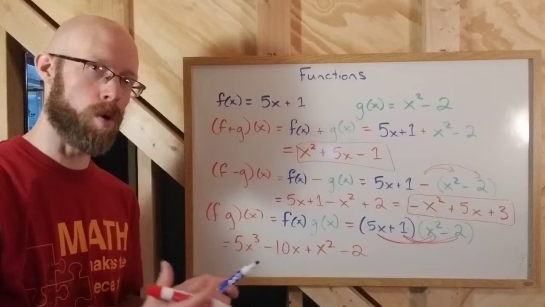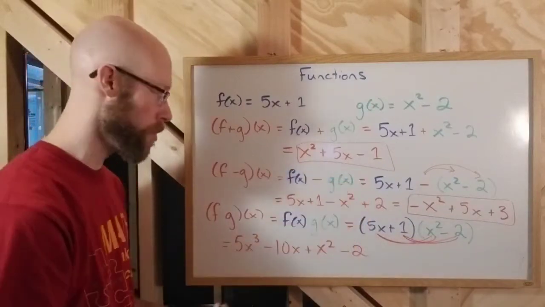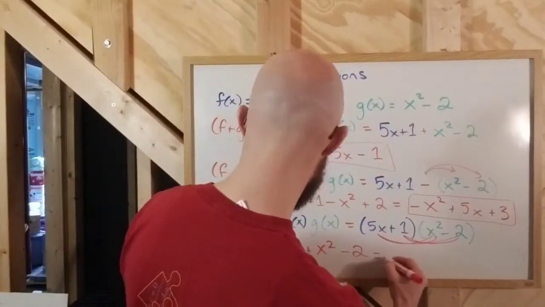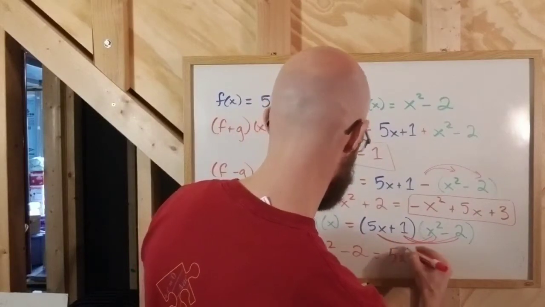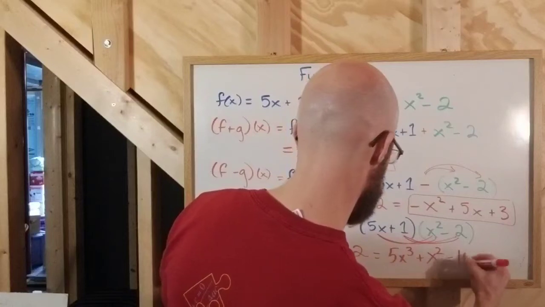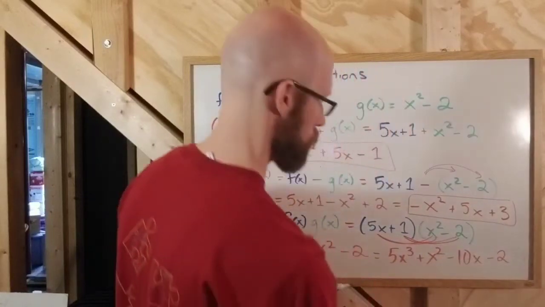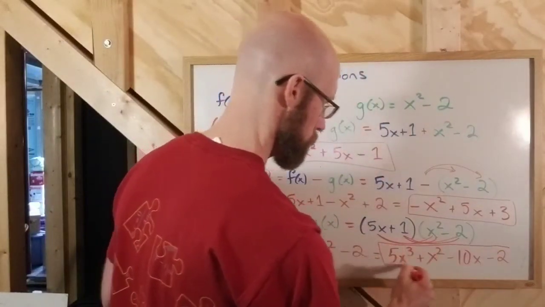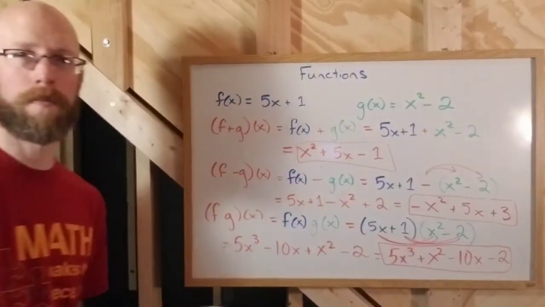I might just reorder them so that they're in decreasing power of x. That's kind of our common way to write polynomials. So 5x cubed plus x squared minus 10x minus 2. That would be a pretty good answer to that one. Okay.